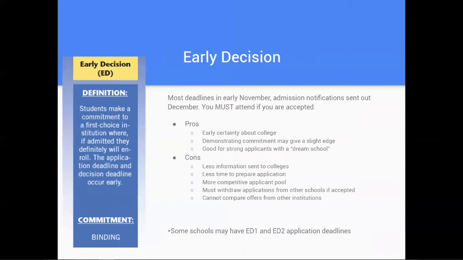And then we have early decision. Early decision is a binding agreement with one school. Basically, the student is making a commitment to that one school that if they are accepted, they will attend that school. The deadlines tend to be early, again in November.